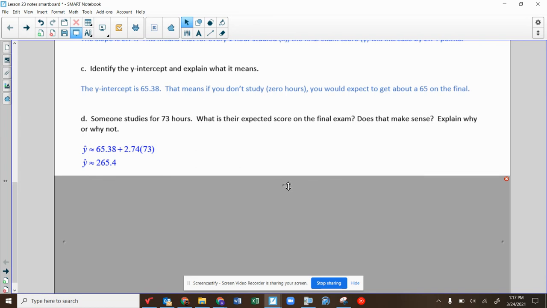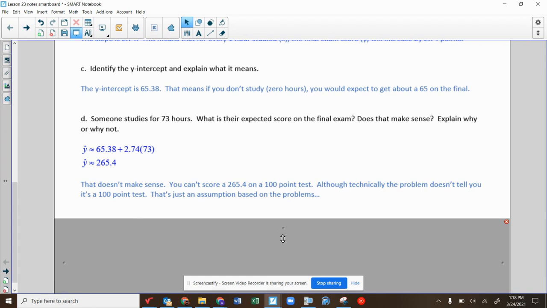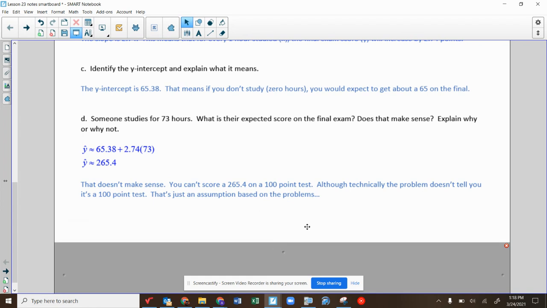Now, I would typically say that doesn't make sense. You can't score a 265.4 on a 100-point test, although there's nothing in here that tells us that it's a 100-point test. So you could probably argue this either way. You could say in your description, well, if the test was out of something equal to 265.4 or bigger, then it would make sense. But if it's a 100-point test, it would not. So that would be the type of description I'd be looking for on it.